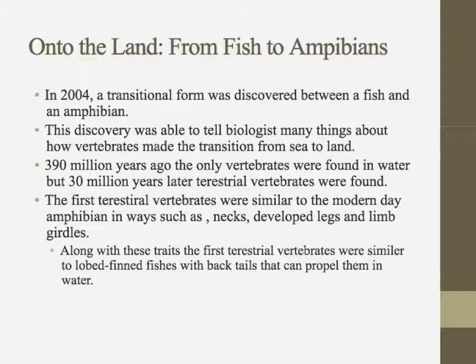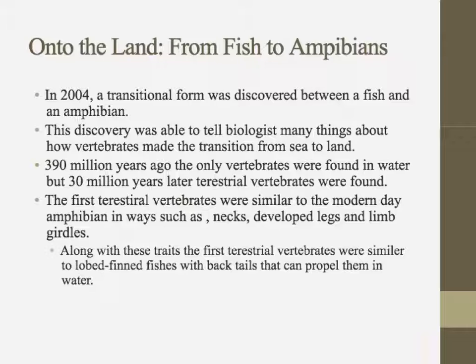In 2004, a transitional form was discovered between a fish and an amphibian. This discovery was able to tell biologists many things about how vertebrates made the transition from sea to land. 390 million years ago, the only vertebrates were found in water, but 30 million years later, terrestrial vertebrates were found.